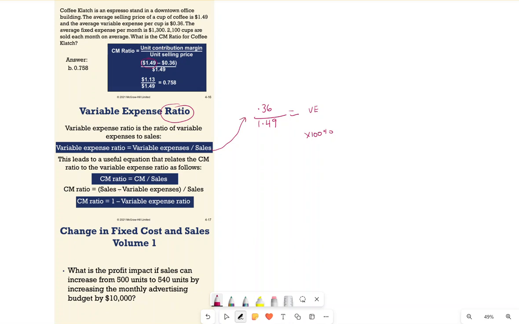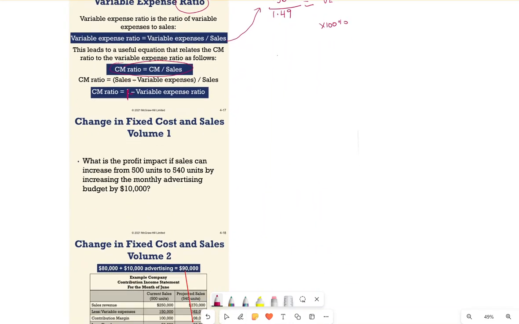So it can be per unit or it could be in a percentage, and this is the contribution margin ratio. Contribution margin ratio can also be calculated as the sales, which are always equal to 100 percent or 1, minus the variable expense divided by the sales.